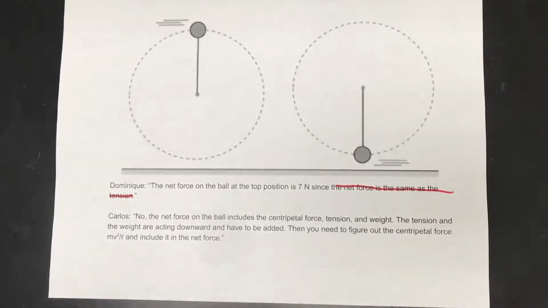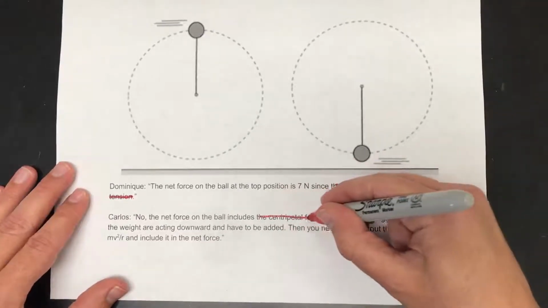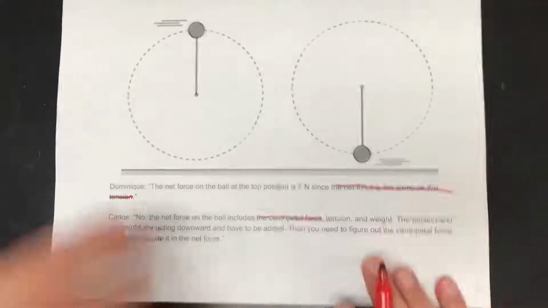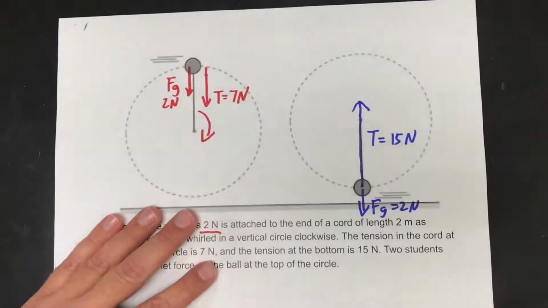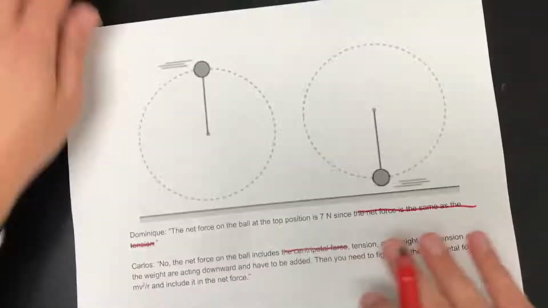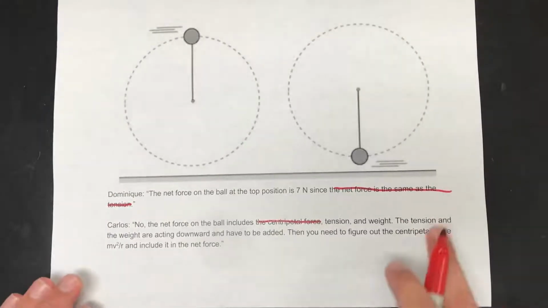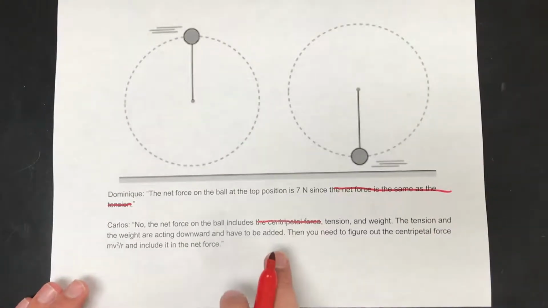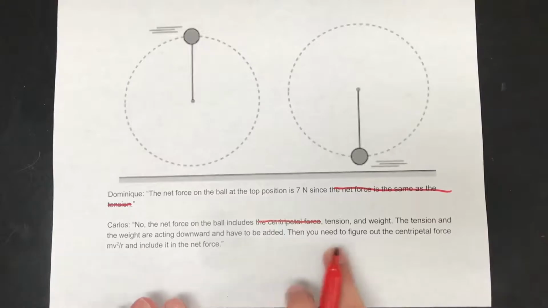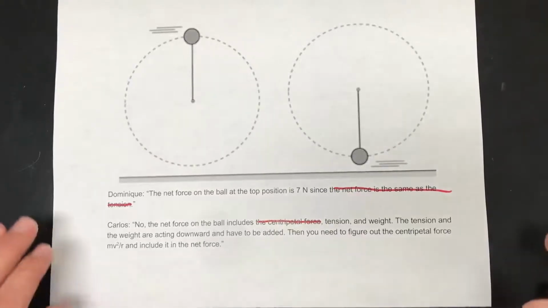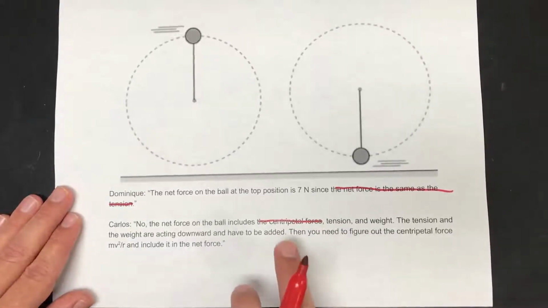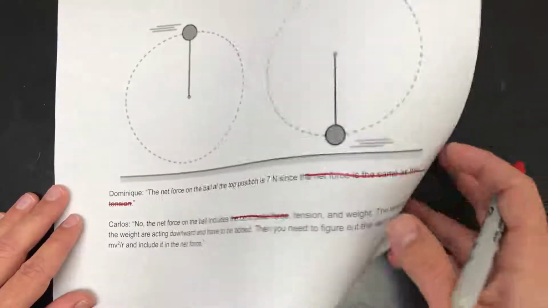Carlos says, no, the net force on the ball includes the centripetal force, tension, and weight. Centripetal force is not actually a force. Don't put it on your free body diagram. There is no centripetal force on here. Centripetal force is the name we give to another force if it caused something to go in a circle. The tension and the weight are acting downward and have to be added. Then you need to figure out the centripetal force, mv squared over r, and include it in the net force. So Carlos is getting at the right idea. You just don't want to include the centripetal force itself.